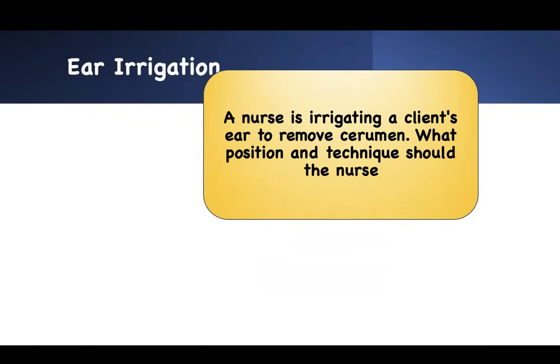Now you have to know how to irrigate the ear. This is the key, very important. A nurse is irrigating the client's ear to remove what? Earwax. What position and technique should the nurse use? Remember, now we're removing, we are not putting anything there. So we need better access. You cannot pull the ear down and back now. Now we want the patient to be upright because we don't want fluid to go into the ear. So the patient is going to sit upright with the head tilted towards the affected side.